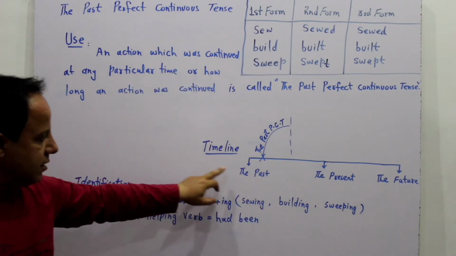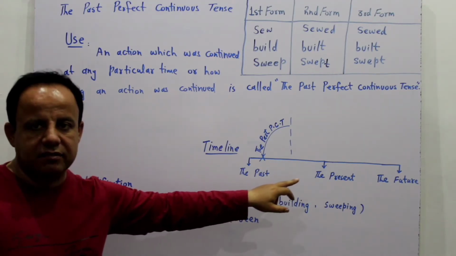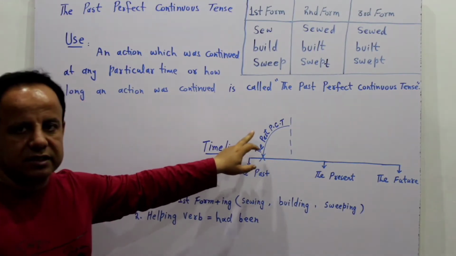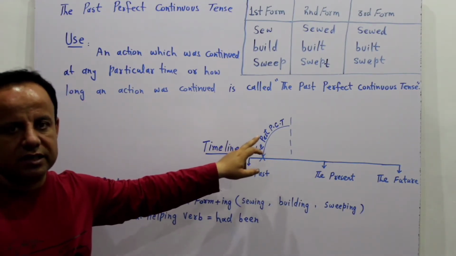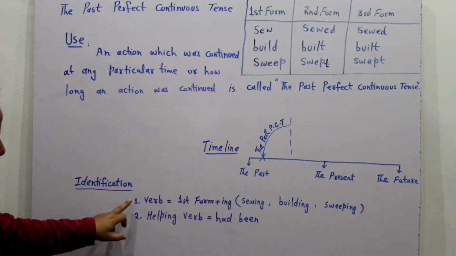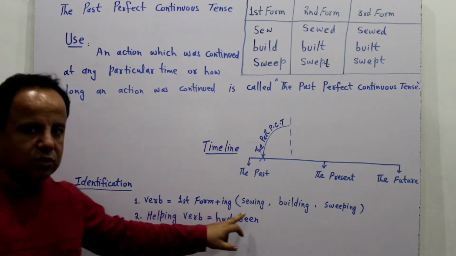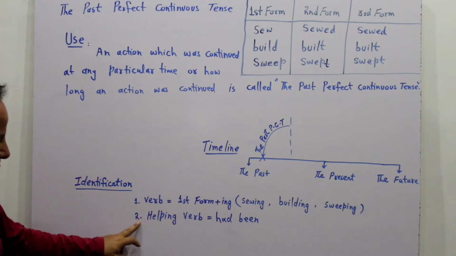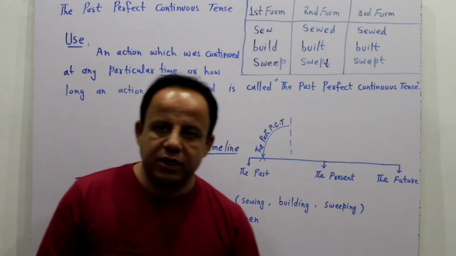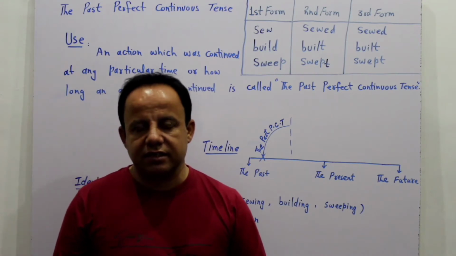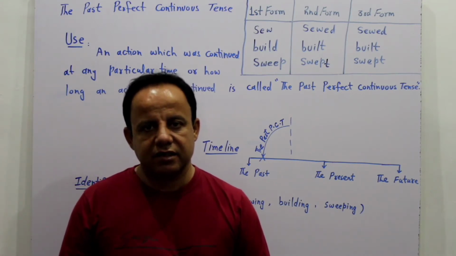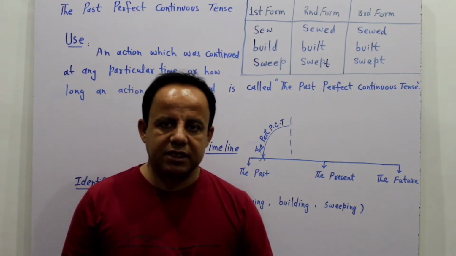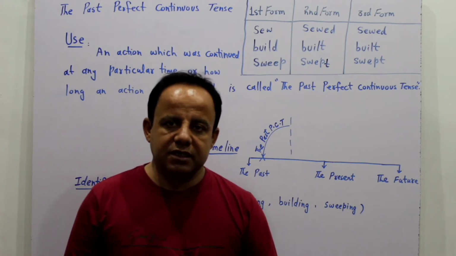You can see the timeline. There are three tenses: the past tense, the present tense and the future tense. This tense is linked with the past tense, so therefore it is called the past perfect continuous tense. Here we mention how long the action was continued. Identification: in this tense we use first form plus ing, like sow, sowing, build, building, sweep, sweeping. Second identification is the helping verb. We use here had been. With every subject, whether first person, second person or third person, or any person, we use had been plus present participle, or you can say first form plus ing.